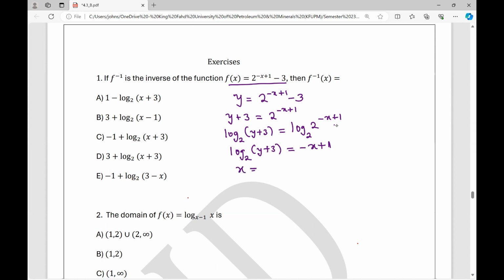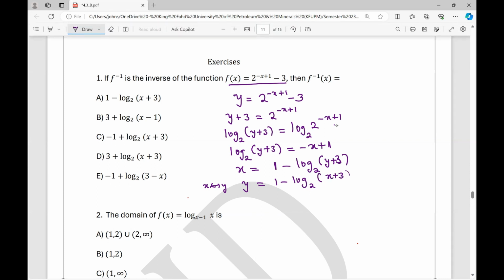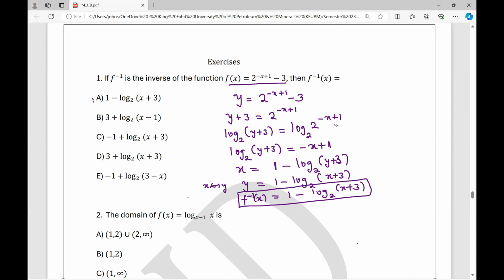And that means that x is going to be 1 minus log to base 2 of y plus 3. Now we can interchange x and y. So y is just 1 minus log to base 2 of x plus 3. And this y is actually the f inverse. So f inverse is 1 minus log to base 2 of x plus 3. So this is the inverse function, which is a.